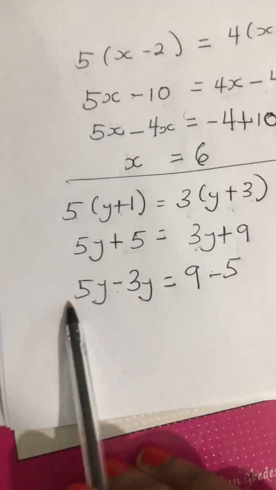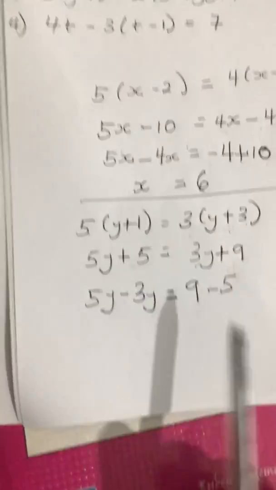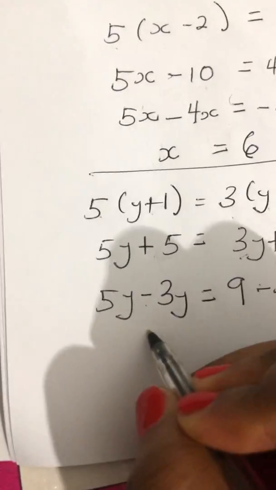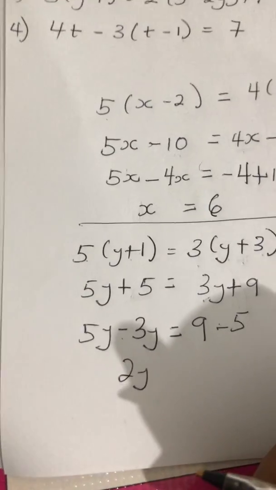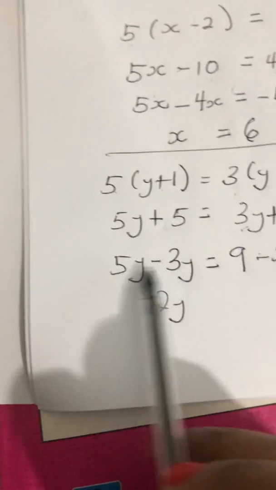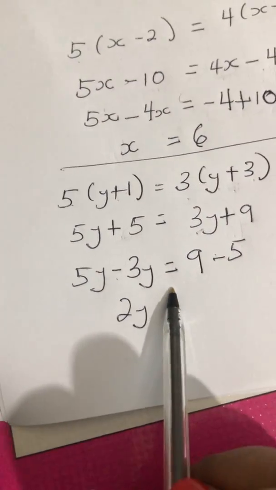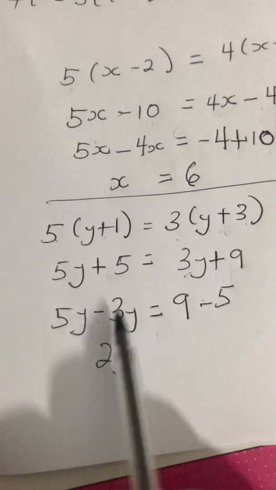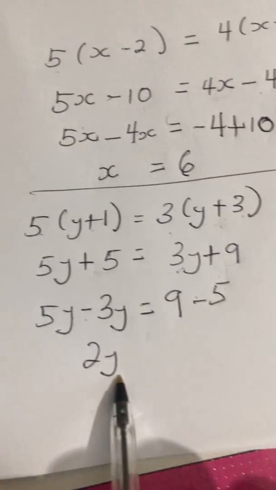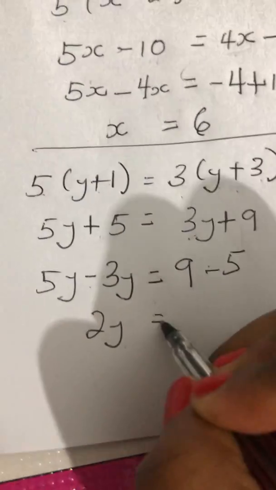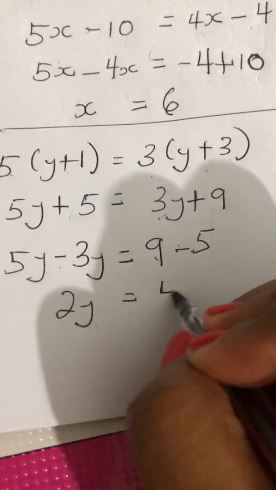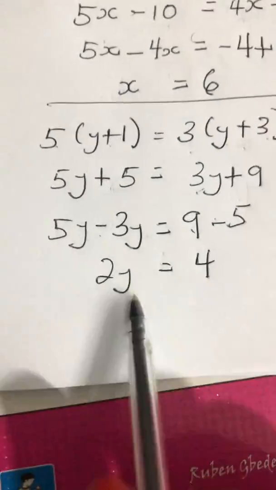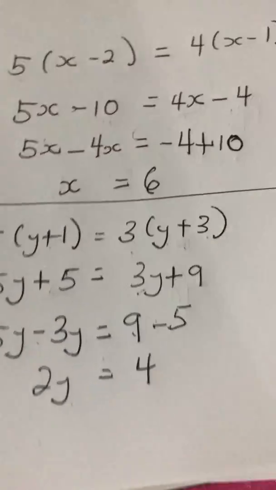Right. Now 5y minus 3y is giving us what? It's going to give us a 2y. Right. Don't get confused with this one. You can just do away with the y for a minute and just do 5 minus 3. 5 minus 3 is what? 2. Then you just add your y to it. Okay. Now what do we have here? 9 minus 5 is what? It's a positive 4.